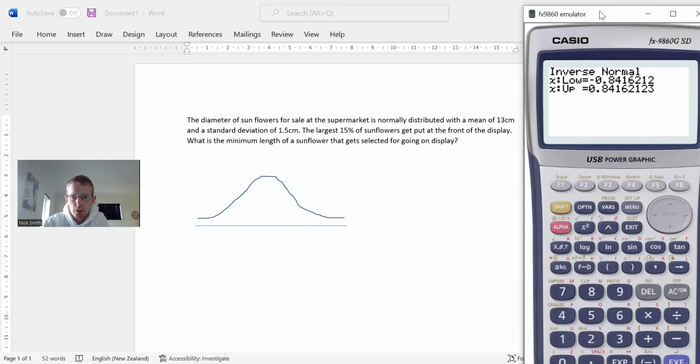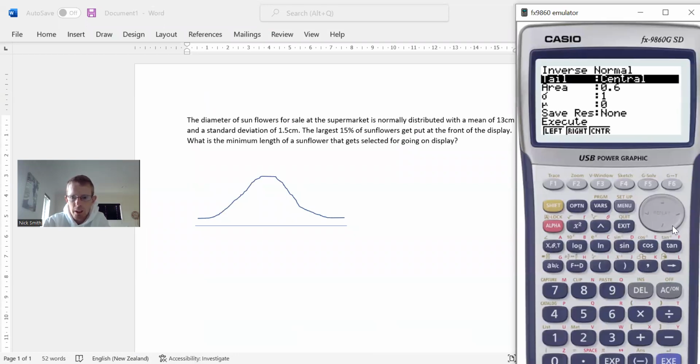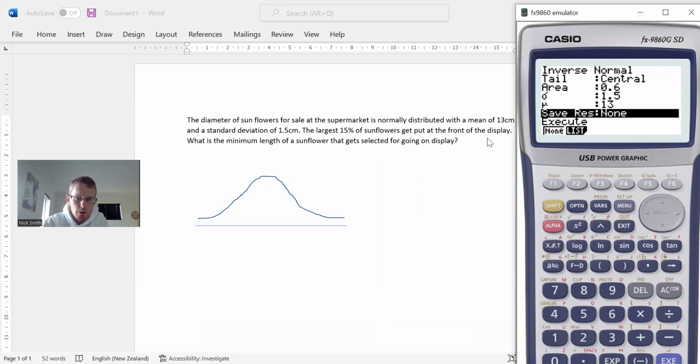So I think the first thing I'll do is put in the mean and standard deviation. So I'll do that before I forget. Standard deviation 1.5, and the mean value was 13. So we'll put those in. Now the question says the largest 15% of sunflowers get put at the front of the display. Okay, so people can see, oh, look at those beautiful sunflowers. What is the minimum length of a sunflower that gets selected for going on display?